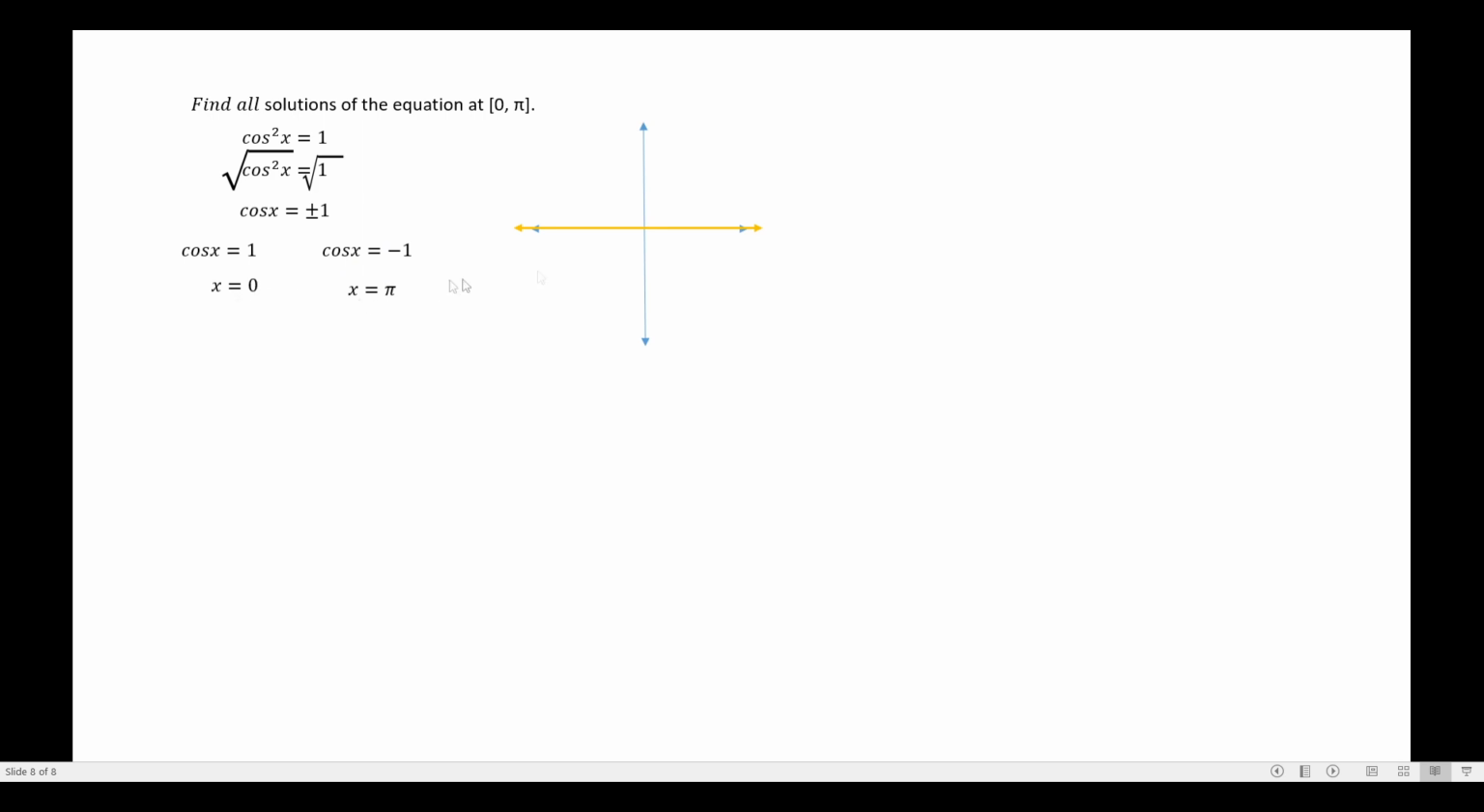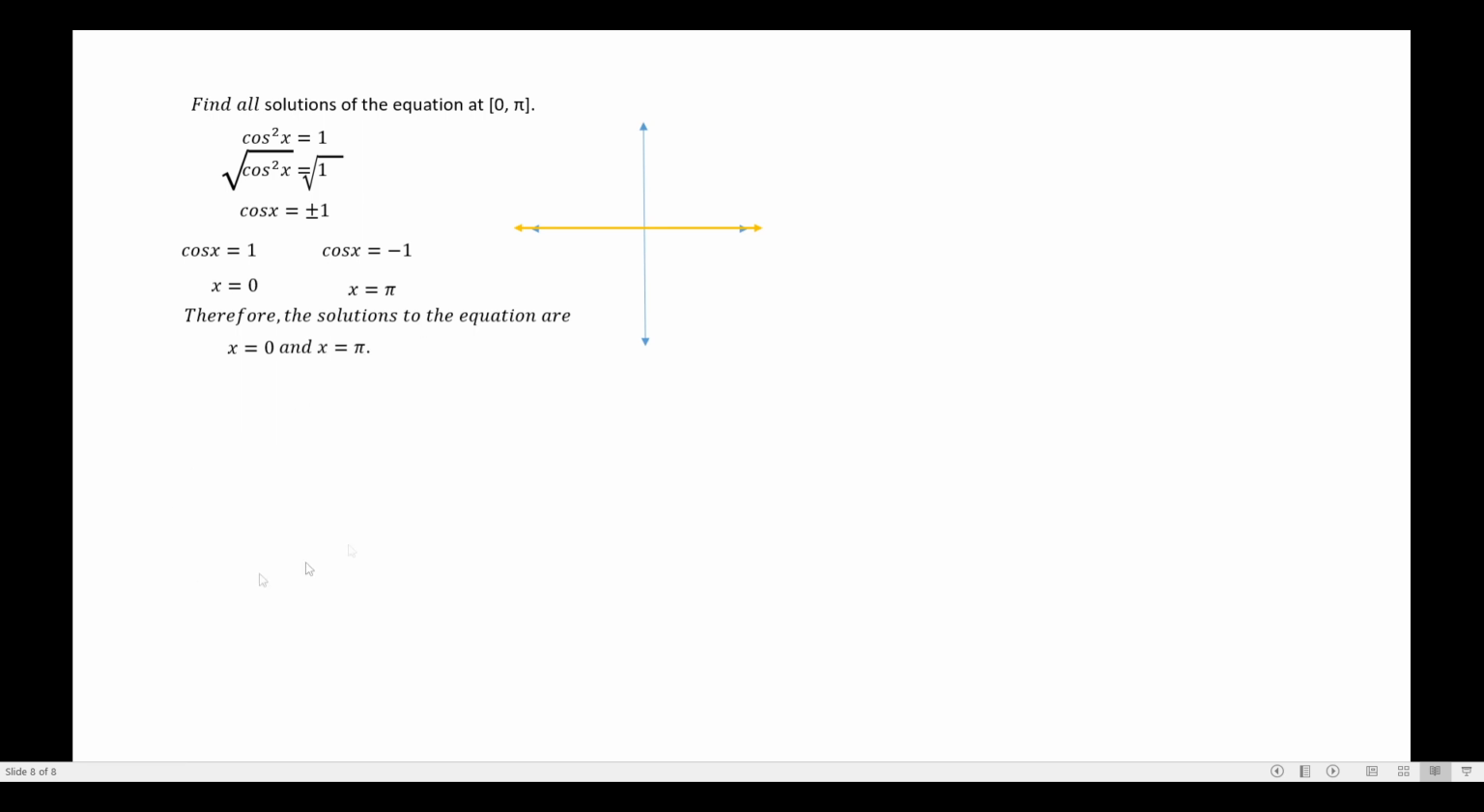Unlike the previous examples, where for cosine we consider quadrant 1 and quadrant 4, here, since this is a quadrantal angle, meaning an angle that falls on either the x-axis or y-axis, there will be no other possibilities. Therefore, the solutions to the equation are x equals 0 and x equals pi.